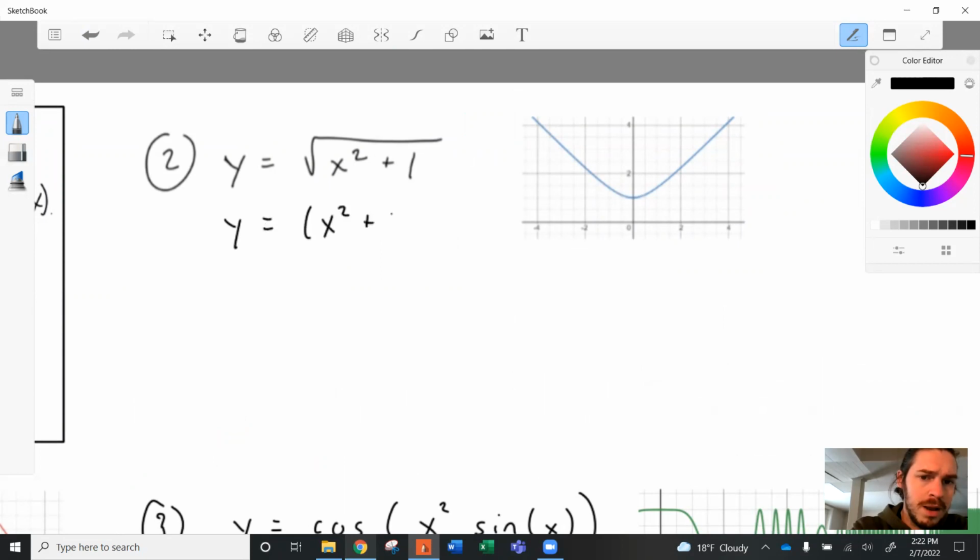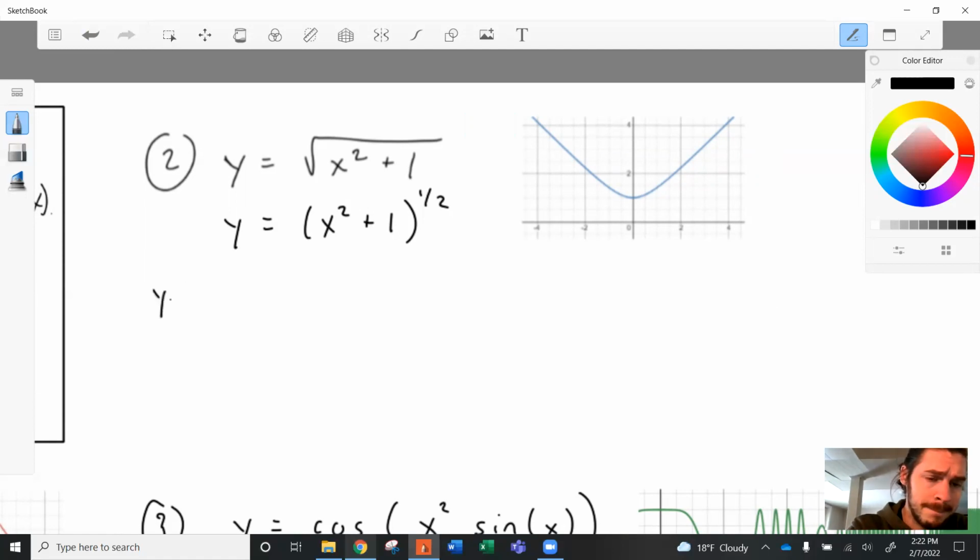X squared plus 1 on the inside of a pair of parentheses, and then to the power 1/2. Now remember, I can't do this. I can't do that sort of thing instead, because that just doesn't work. That's just like a false equivalence. So instead, I need to view this as x squared plus 1 stuck inside of this 1/2 power function.